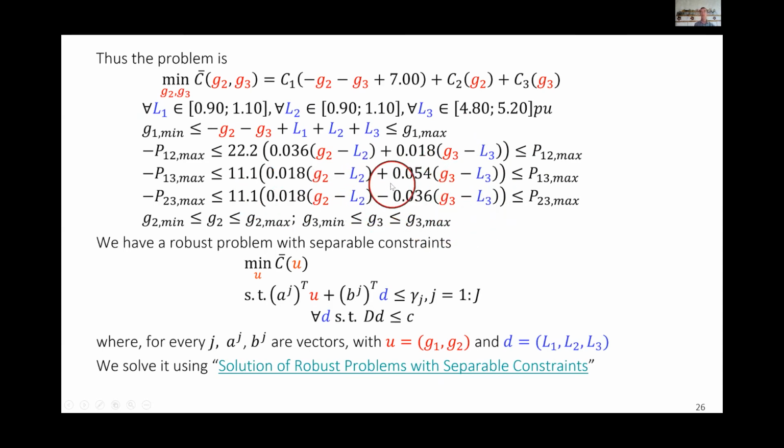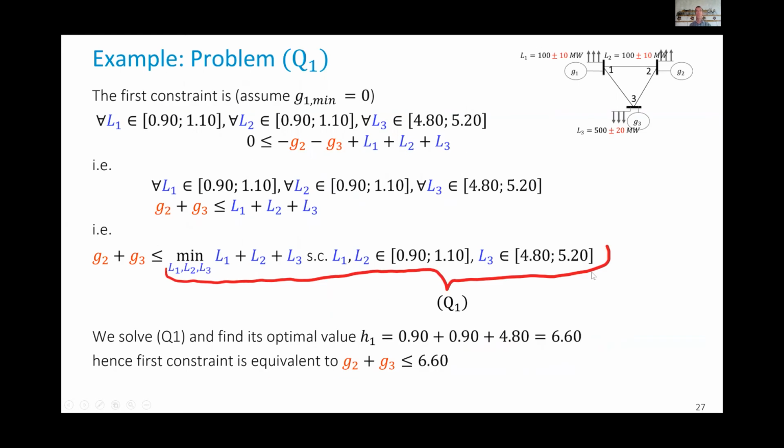Now the good news is that this fits exactly in the form we have seen before. We have to minimize a function of u subject to constraints that are linear in u and the disturbance. And the constraints on the disturbance themselves are linear. Here they are simple, but they are also a special case of linear constraints on the disturbance. So we can solve it using what we have just seen a minute ago.